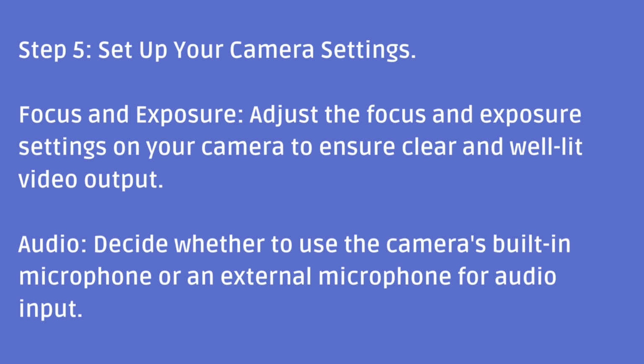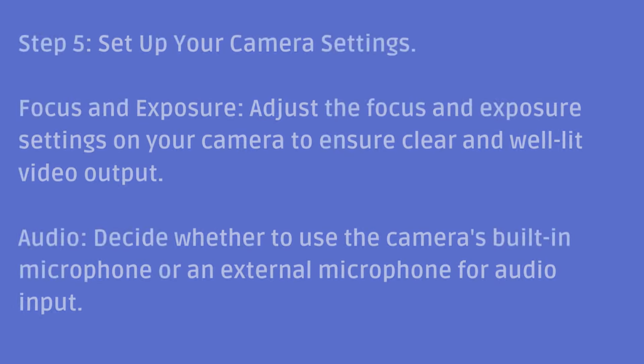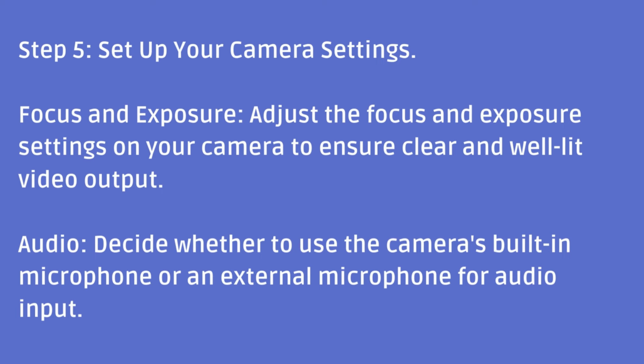Step 5. Set up your camera settings. Focus and exposure. Adjust the focus and exposure settings on your camera to ensure clear and well-lit video output. Audio. Decide whether to use the camera's built-in microphone or an external microphone for audio input.